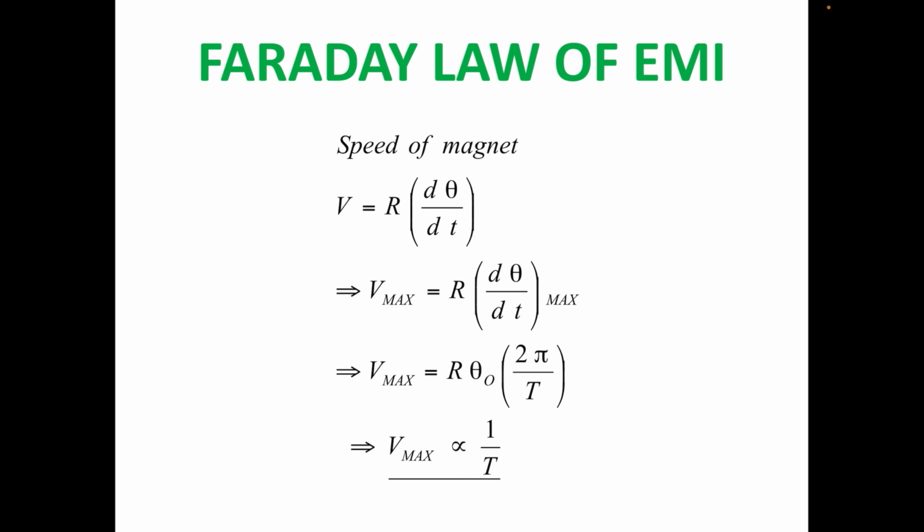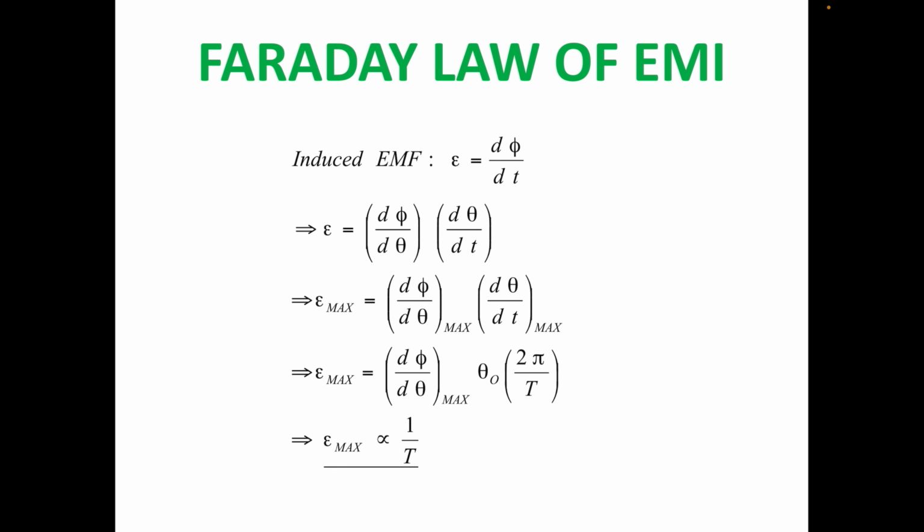Using the relation between linear speed and angular speed, it can be proved that the maximum value of linear speed of the magnet is equal to R θ₀ 2π/T, where capital R represents the radius of the semicircular frame on which the magnet is mounted. It is evident that the maximum value of linear speed of the magnet is inversely proportional to the time period of oscillations of the magnet. Using Faraday's law, it can be proved that the maximum value of induced EMF is also inversely proportional to the time period of oscillations of the magnet.